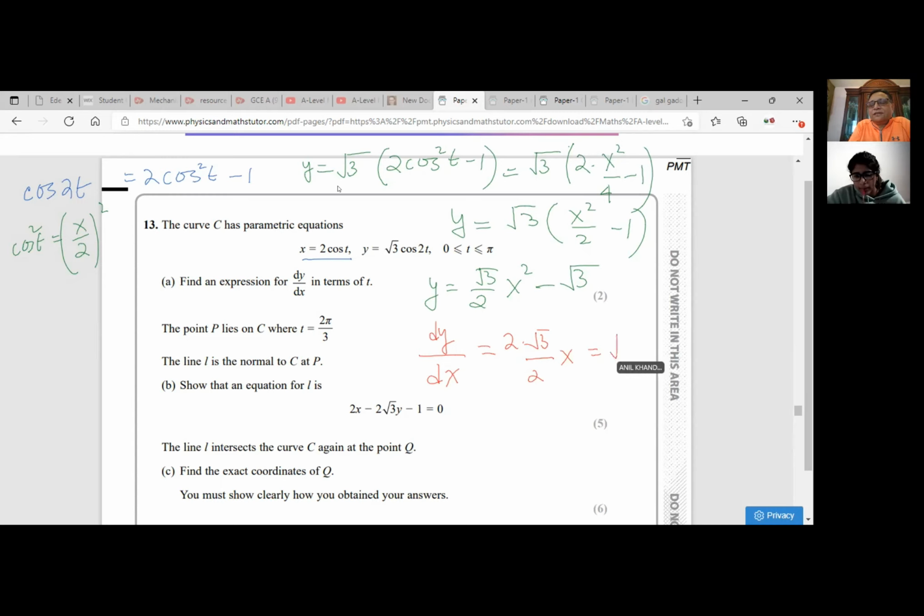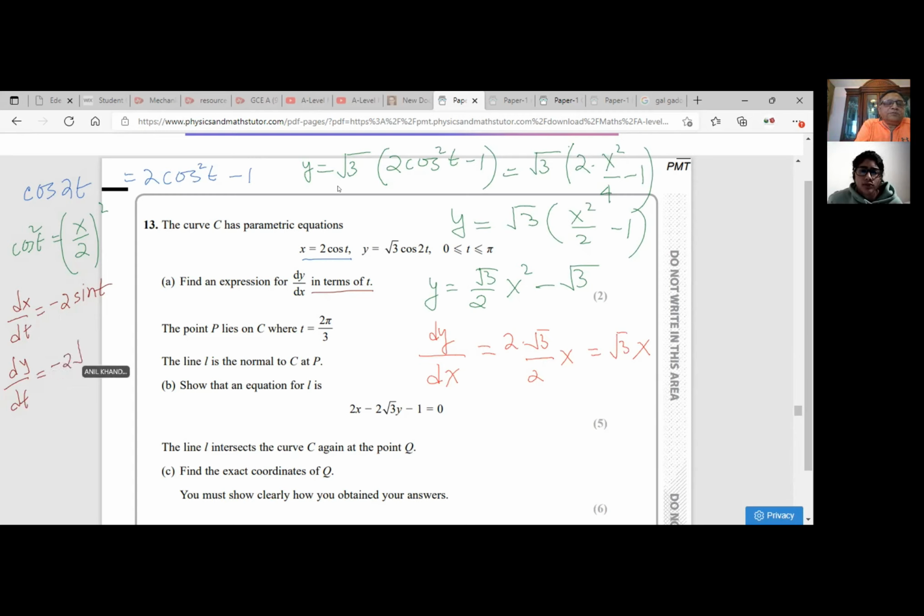Perfect. Now let's get back to part A. I actually did not read the question perfectly. So find the expression for dy dx. You have to differentiate in terms of t, right? So dx dt is what? It would be 2 times minus sine t, minus 2 sine t, and that's it. And for dy dt, root 3 times, because cos 2t also gives 2 times 2, right?